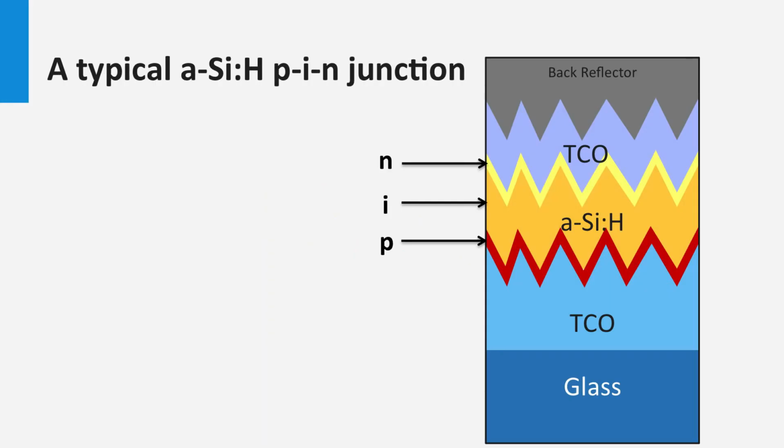Typical solar cells look like this. This is a solar cell in the superstrate configuration. If people talk about PIN junctions, they refer to the sequence in which the silicon layers were deposited. So first the P layer, then the I layer, and then the N layer. The front contact is a transparent conductive oxide, abbreviated as TCO.